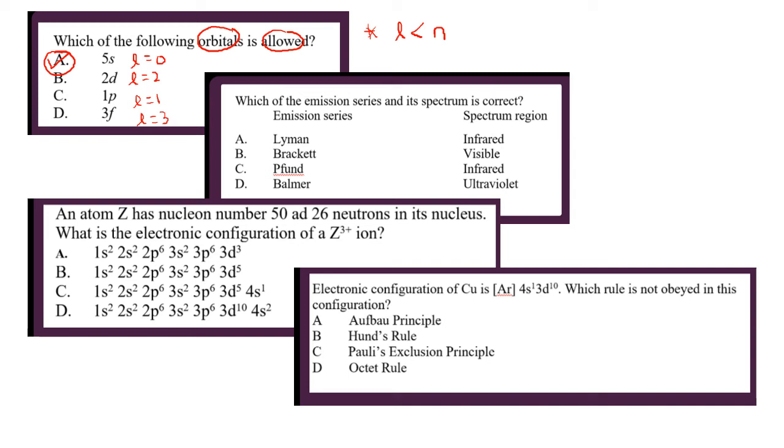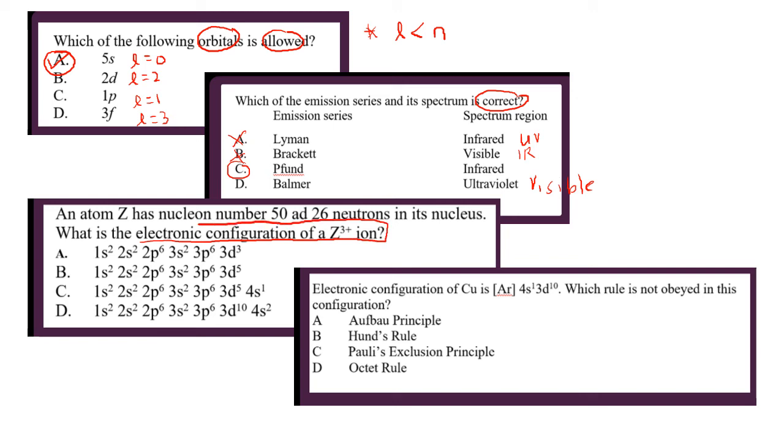Which of the emission series in the spectrum is correct? Lyman is supposedly UV, so Lyman is wrong. Paschen is infrared, Pfund is infrared, and Balmer is visible. So option C is correct. Okay, what is the electronic configuration for Z3+?